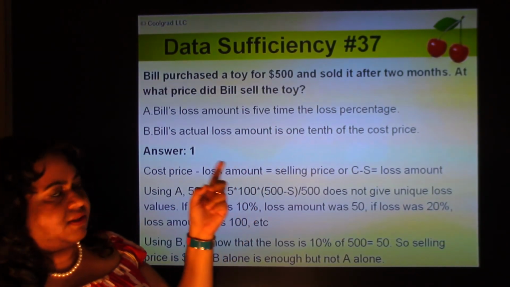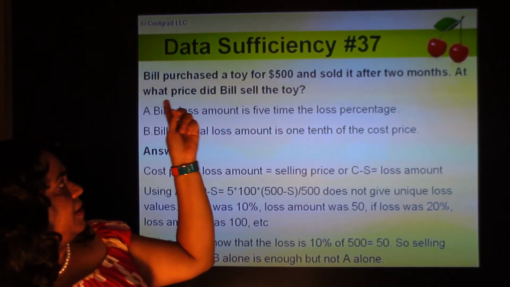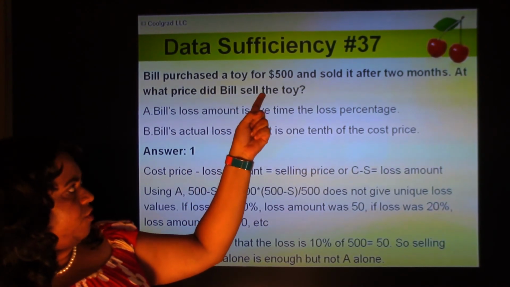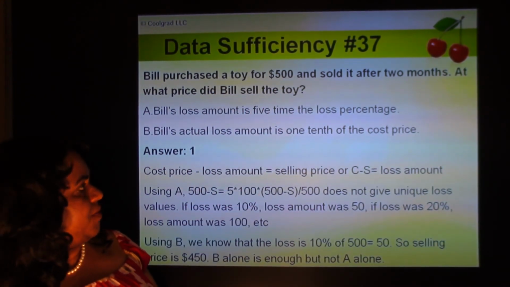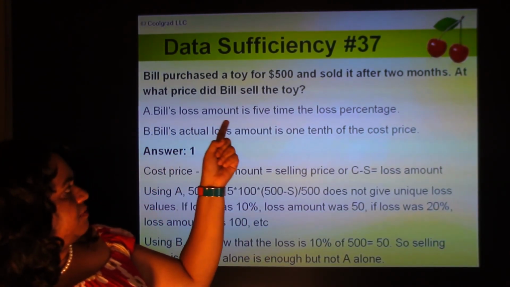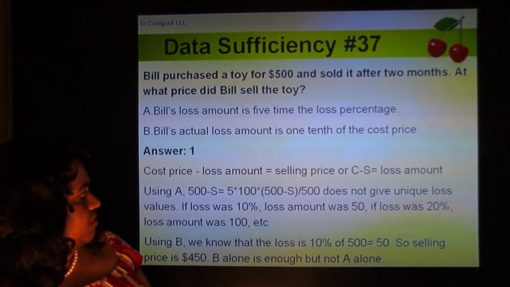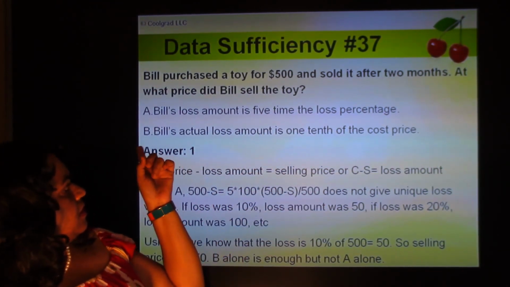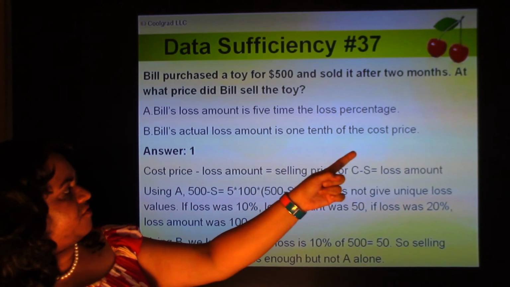Data sufficiency question number 37. Bill purchased a toy for $500 and sold it after 2 months. At what price did Bill sell the toy? Statement A, Bill's loss amount is 5 times the loss percentage. Bill's actual loss amount is 1/10 of the cost price.